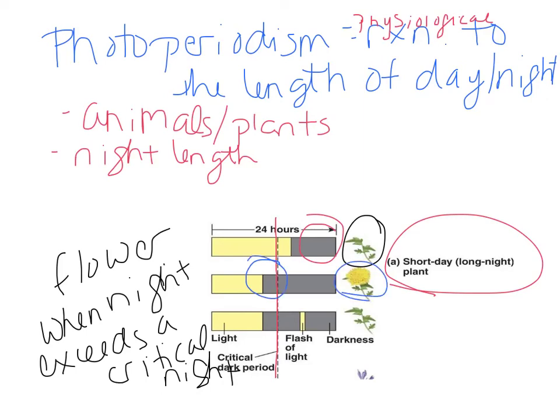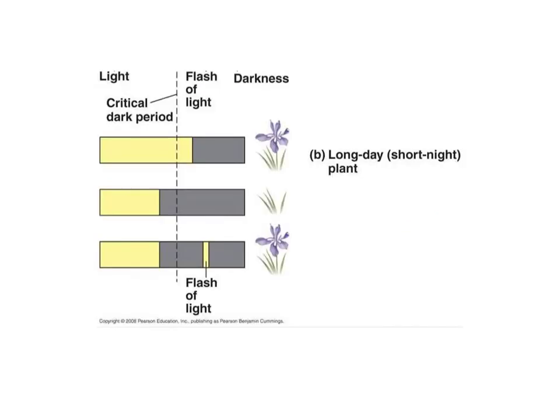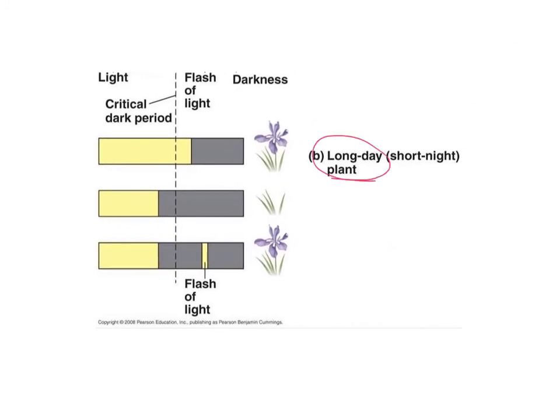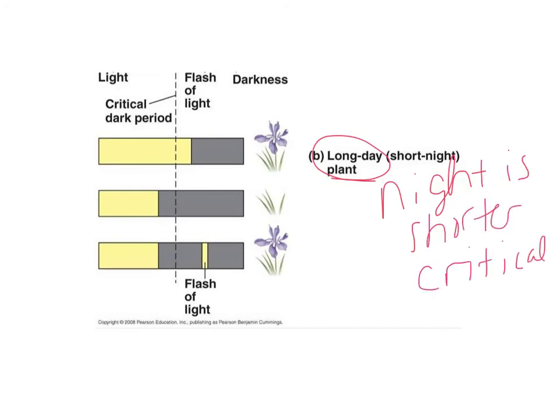The third plant there exceeded the critical dark period, but it had this interrupting flash of light, so I get no bloom. Okay, so on the flip side of that short day plant, we also have what's called a long day plant. Okay, and so the long day plant, these are going to flower when the night is shorter than your critical dark period. Okay, so these only flower when they are exposed to a much shorter period of darkness. They need a longer exposure to light. Okay, so they need their day to be a little bit longer.